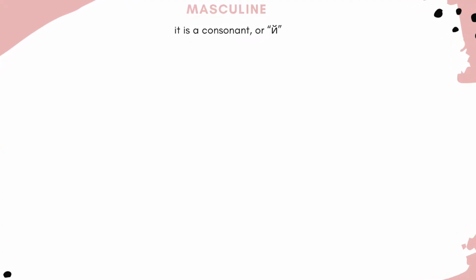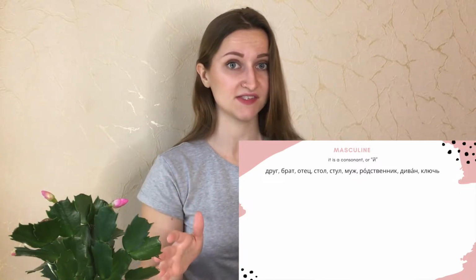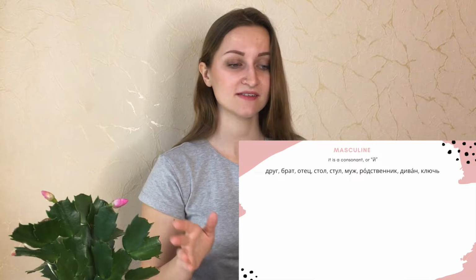Weird, right? Why would we need neutral gender then? Sorry, I don't have an answer to that question. But good news, it's not very difficult to distinguish them. Basically, patterns are very clear. So first one, masculine. Masculine nouns in most cases end with a consonant or й. Й, краткое и. Masculine end with a consonant or й.